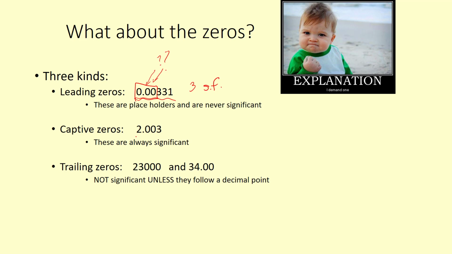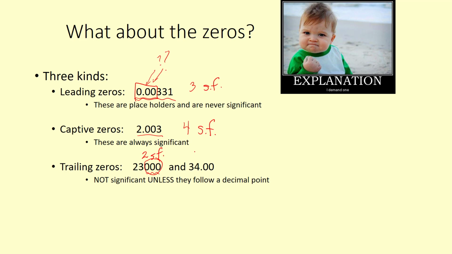Captive zeros, I called them trapped on the last slide. These are always significant. So this number has 4 measured digits, and they're all significant, 4 significant figures. If you see 23,000 and 34.00, well, you don't know. Looking at these ones, you can't tell whether they were measured or not, because there's no decimal place to help you. So we would say this is 2 significant figures because we have to assume these are just placeholders to show you how big it is. So those are the ending zeros when there's not a decimal point.